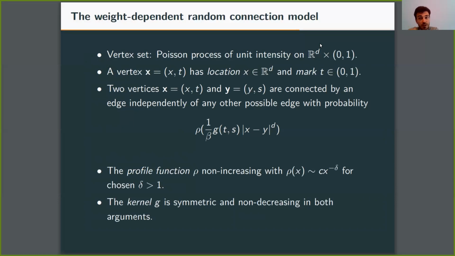So we already know that the kernel function describes the influence of the marks on the connection probability, but what is the role of the function rho we introduced here?